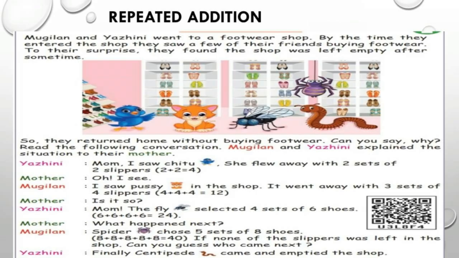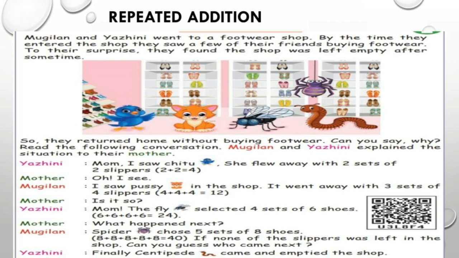Now we are going to see about the repeated addition. Before going to read the repeated addition, here we have illustrations. See here, it's a footwear shop. Mugilan and Yarini went to a footwear shop. By the time they entered the shop, they saw a few of their friends buying footwear. To their surprise, they found the shop was left empty after some time. So they returned home without buying footwear. Can you say why? Read the following conversation.